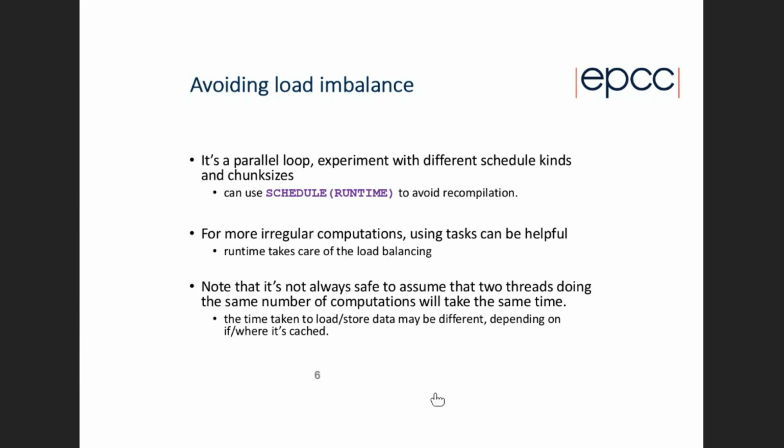A useful convenience there is you can use schedule runtime to avoid recompiling while you're doing that experimenting. What that does is it allows you to pick up the schedule clause from an environment variable. So it means you can do multiple runs with lots of different schedule options just by changing the environment variable and not having to recompile your code.